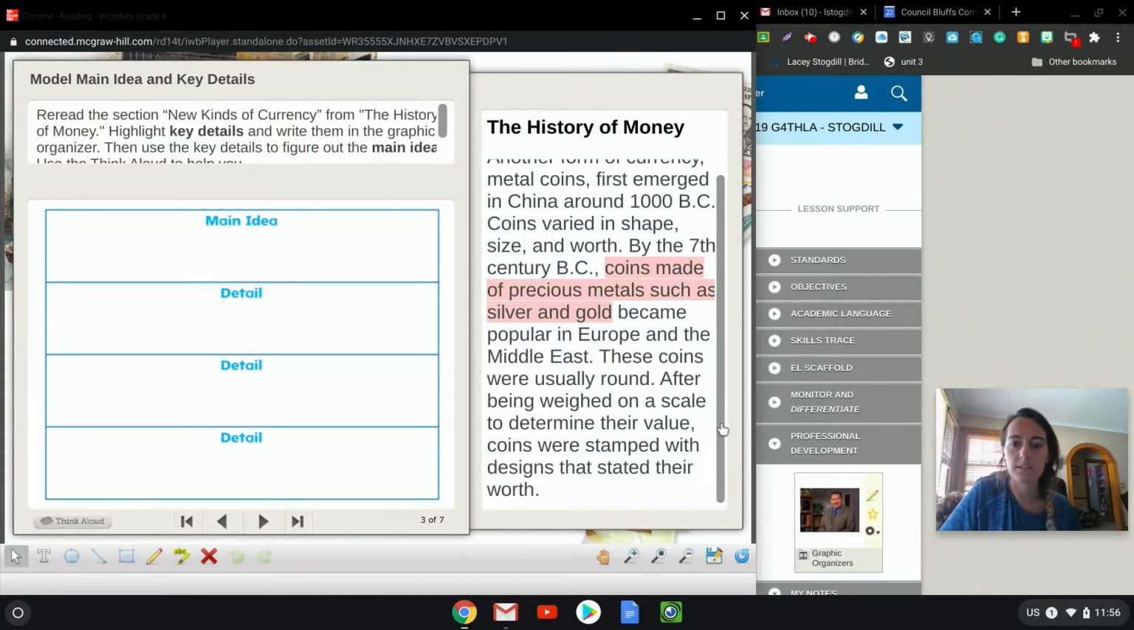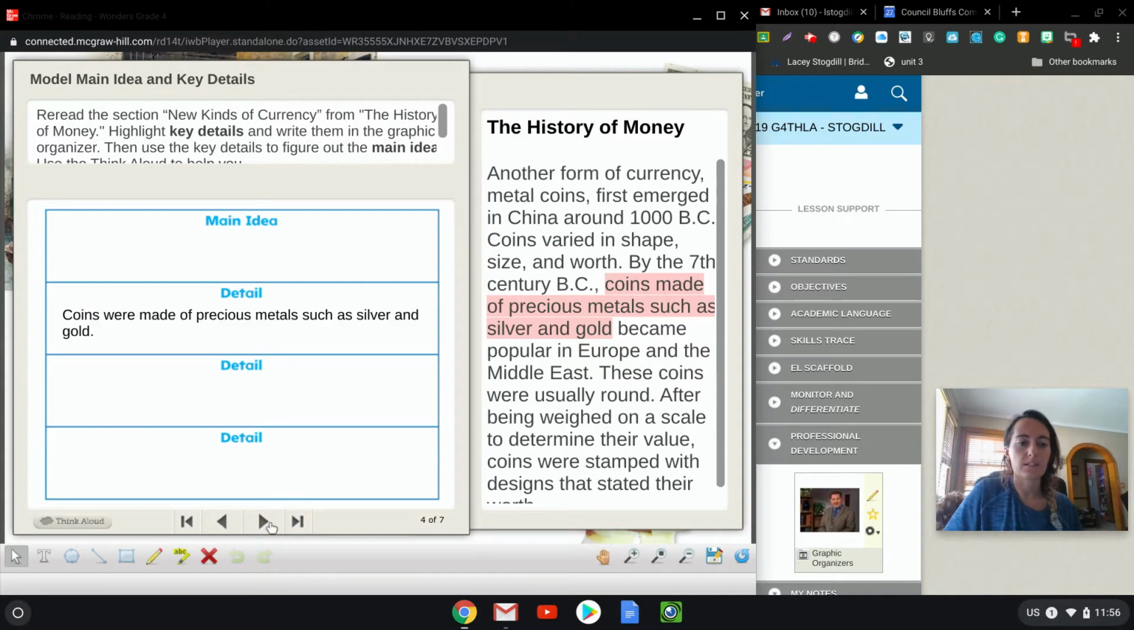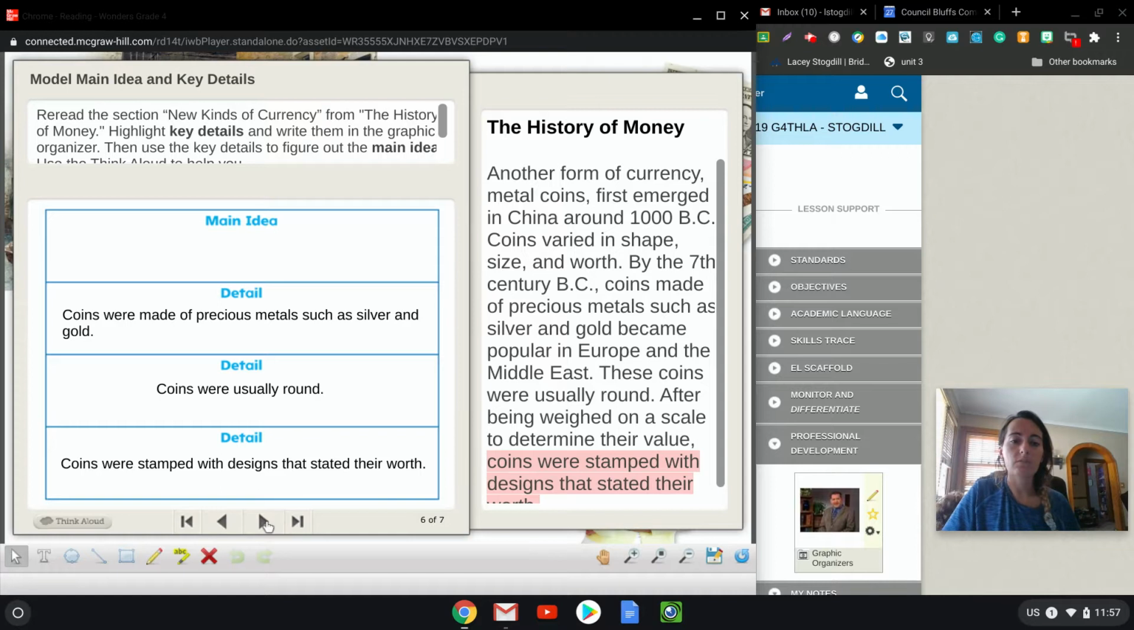There's so much about coins. "After being weighed on a scale to determine their value, coins were stamped with designs that stated their worth." So I really think it's a lot about coins. So let me just put in some of my details. Coins were made of precious metals such as silver and gold. Coins were usually round. There's some details about coins that I found, and they were stamped with designs that stated their worth. So now I'm going to go back and figure out what all those three things have in common.